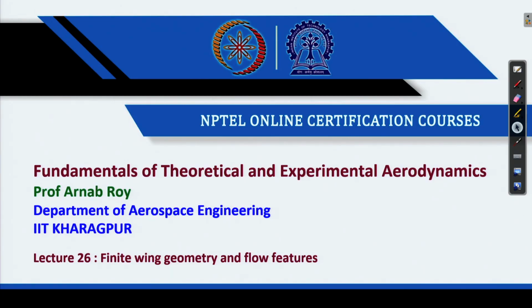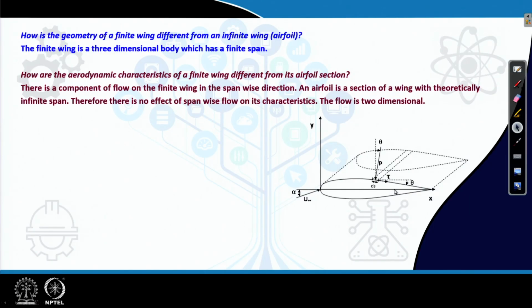In this lecture, we start our discussion on finite wing geometry and flow features around a finite wing. Let us ask two basic questions and answer them before we begin the discussion. So, the first question is, how is the geometry of a finite wing different from an infinite wing or airfoil, on which we spent time during the last several lectures?